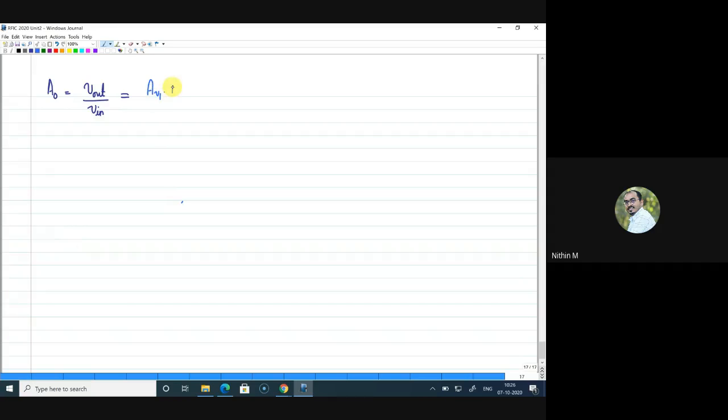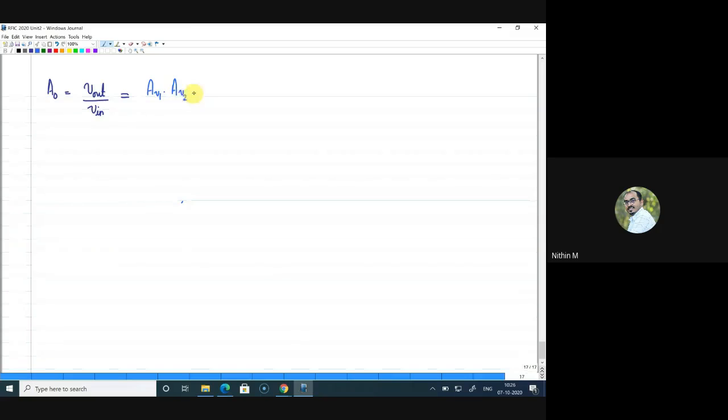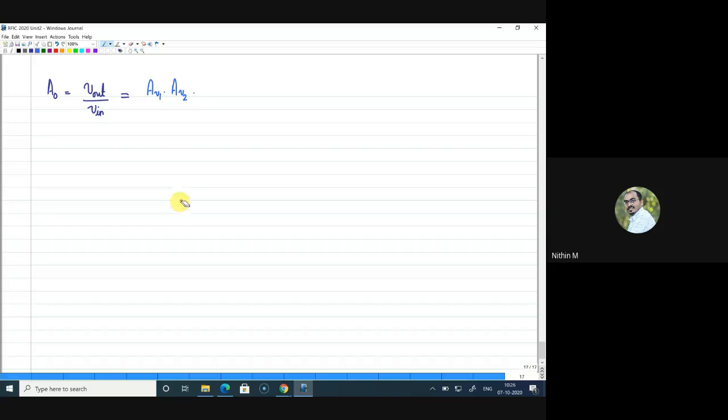So AV1 into AV2, those are the two voltage gains of the individual stages, multiplied by the attenuation factors Rin1 divided by Rin1 plus Rs for the first stage into Rin2 divided by Rin2 plus Rout1. So this can be considered as the total A naught. So we have considered the loading effect also in this case.